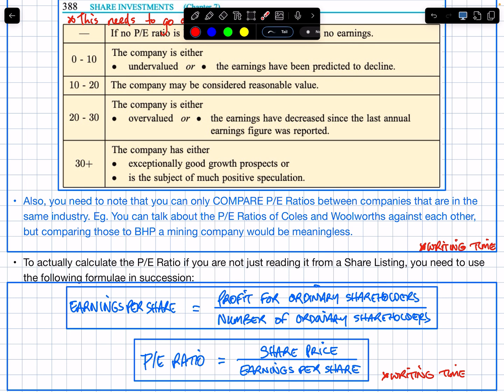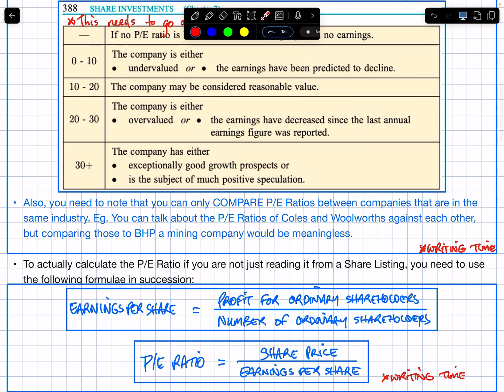Just get that first rectangle down at the top. If you've already got that, you can start getting the two formulas that I'll teach you about. Earnings per share is profit for ordinary shareholders divided by number of ordinary shareholders. PE ratio, share price over earnings per share. Yep. I can't already write the bottom line down. That's fine. Good. That's all you need, and then I'll show you.